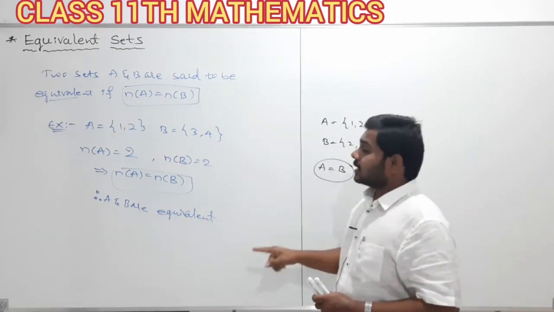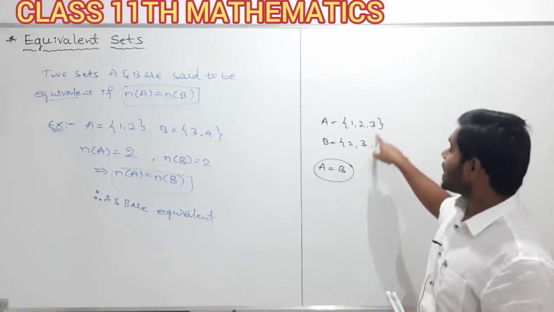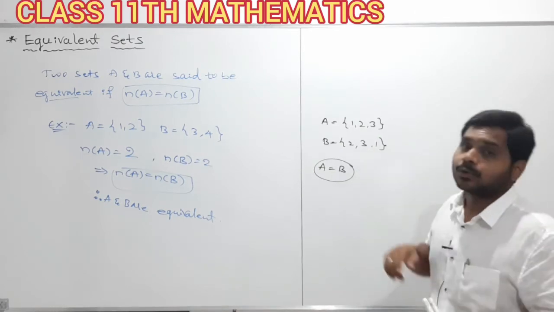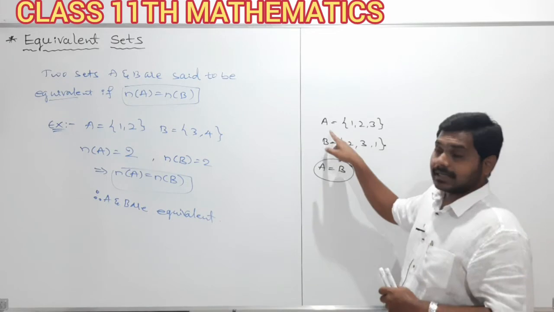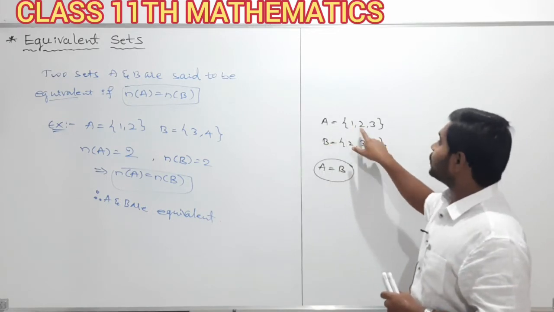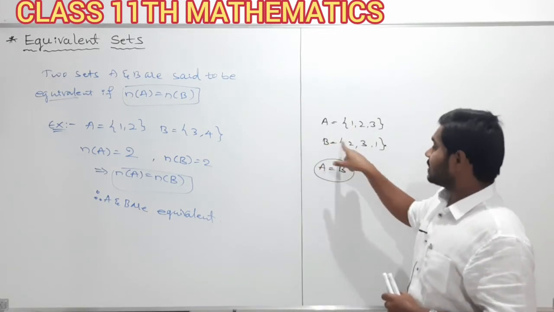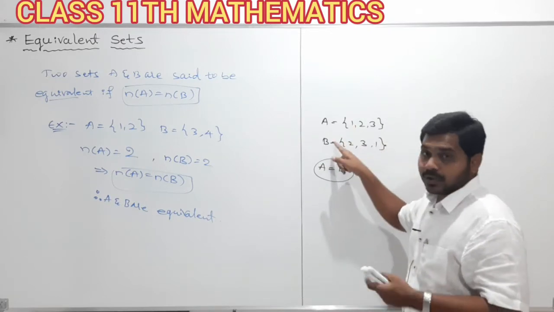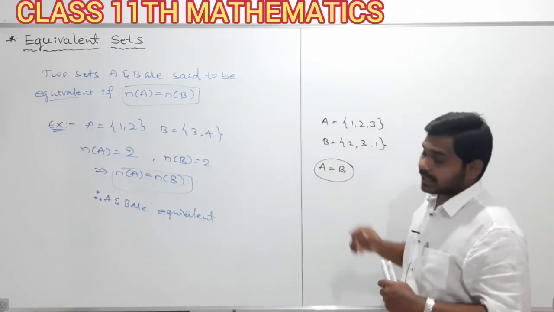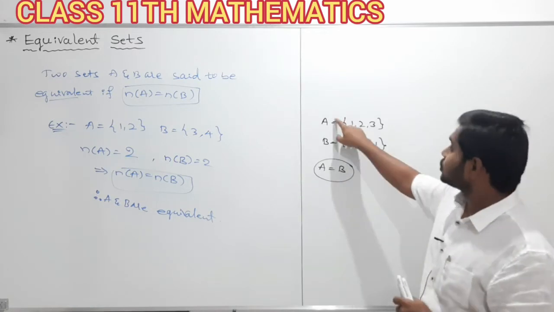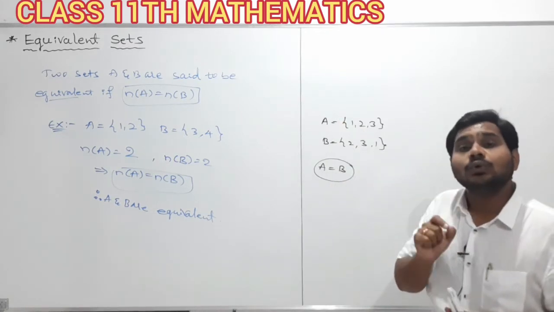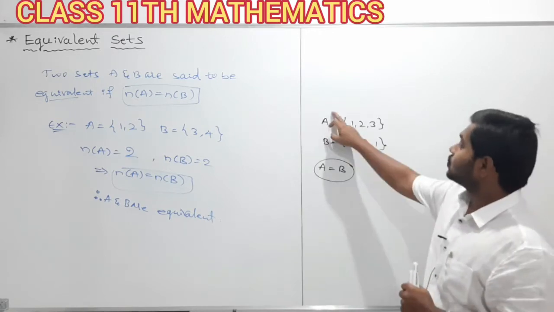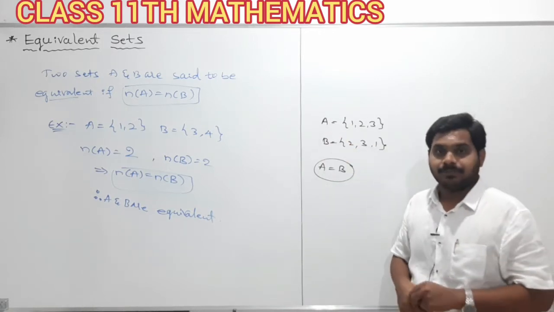Clear? So what is the result here? Here A and B are equal. Since they are equal, they will also be equivalent. If n of A has elements 1, 2, 3 and n of B has elements 1, 2, 3, then the cardinalities are the same. So if the two sets are equal, then that implies that the two sets are equivalent. Clear?